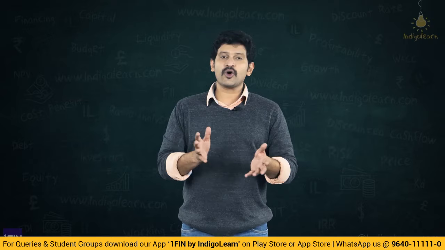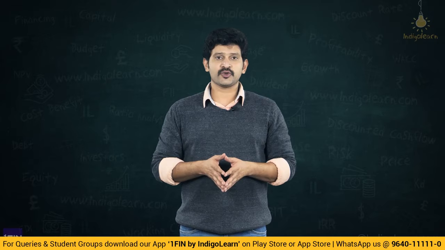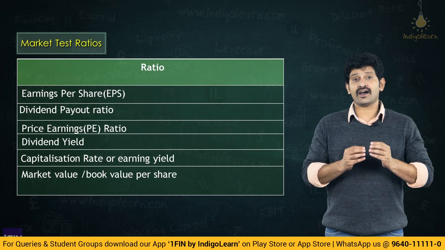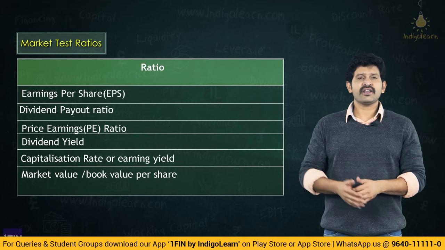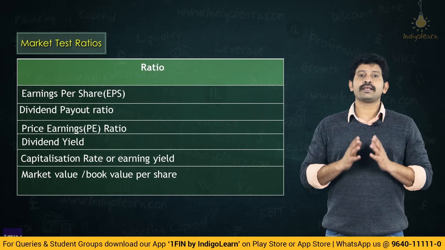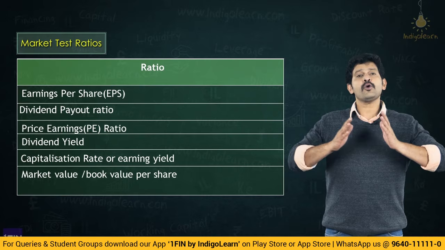Now let's move to the last head in the classification of ratios, that is market test ratios. As the very name suggests, these ratios are the indicators of the performance of the company as per the market. Now in this, we have a set of ratios called EPS, then payout ratio, then DPS, then PE ratio, then earnings yield, dividend yield, and lastly, market value and book value ratio. Firstly, EPS.